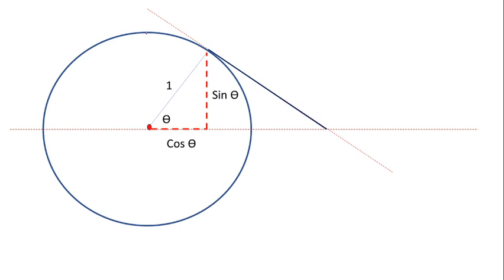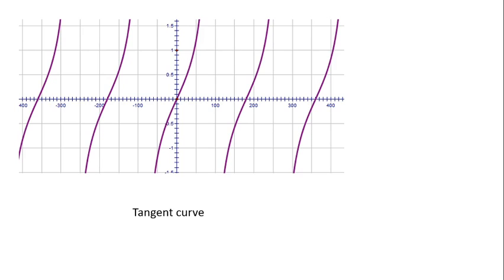But as you can imagine, at 89 degrees, this is going to go on for ages and be a massive value. So tangent actually takes values between 0 and plus or minus infinity, because as I get closer and closer to 90, this line becomes longer and longer. And when we go back on this side, the tangent is on this end, and so we get a negative value, because it's hitting the x-axis in a negative place. So the graph looks like that.